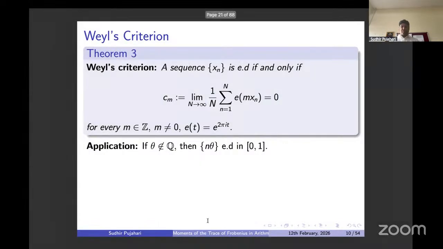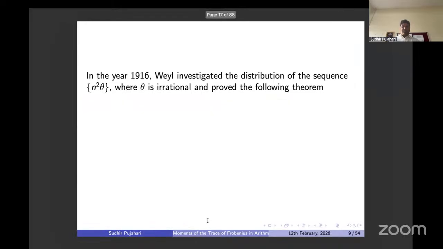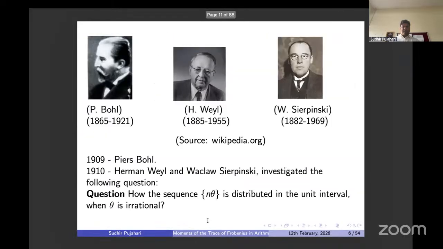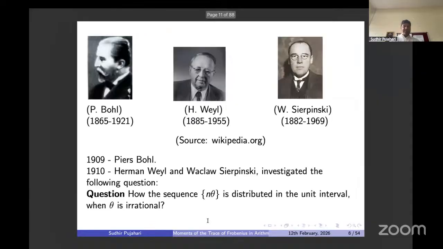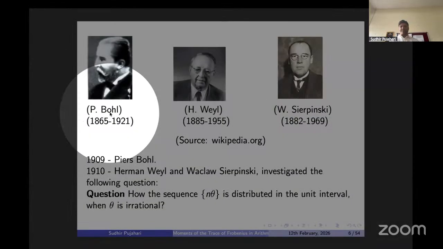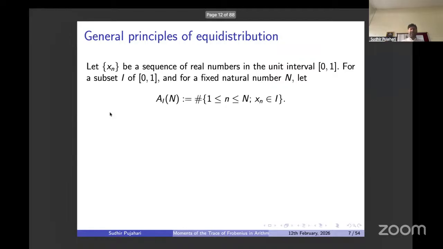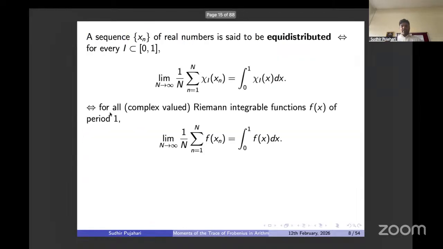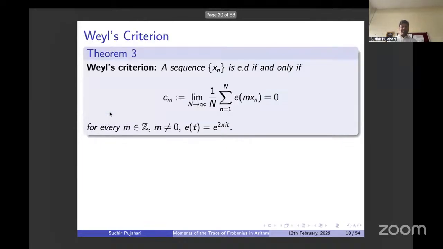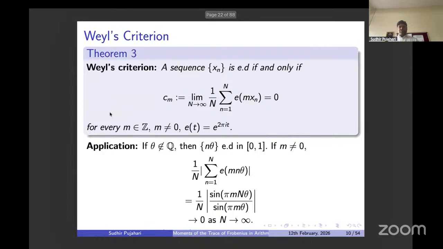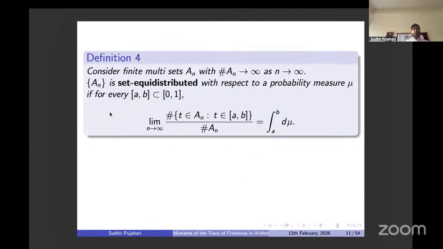But if you look at the original paper of Bohl, this is around a 97 page paper, 90 plus pages. But the power of the Weyl criterion, after we connected this to equidistribution and the exponential sum, is that this is just a couple of lines. And this is for sequence equidistribution, but we have to go to set equidistribution.